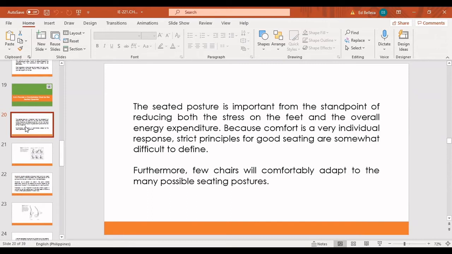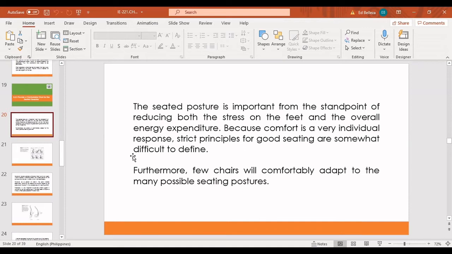Seated posture is important from the standpoint of reducing both the stress on the feet and the overall energy expenditure. Because comfort is a very individual response, strict principles for good seating are somewhat difficult to define. As I have discussed a while ago, this is all about being comfortable while you are working. It's very important since, when you go to the operation sites, you could see the workers or operators sitting, and I do believe that sitting postures, or how comfortable they are when they work, are essential to their health and their bodies.